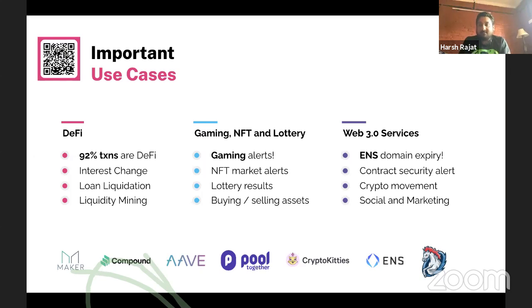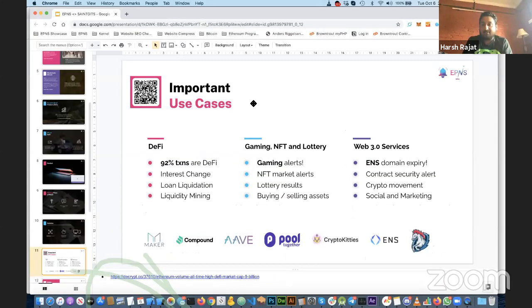So yeah, at this point of time, I think I can probably try to give you guys a quick demo of what we do. But the important use cases: we can be used anywhere, whether it's DeFi, gaming, NFT, lottery, or Web 3.0 services. If you're coming to Web3 or if you're a Web3 user, of course, communication is the most important thing for user engagement. And that's what we are here to do.